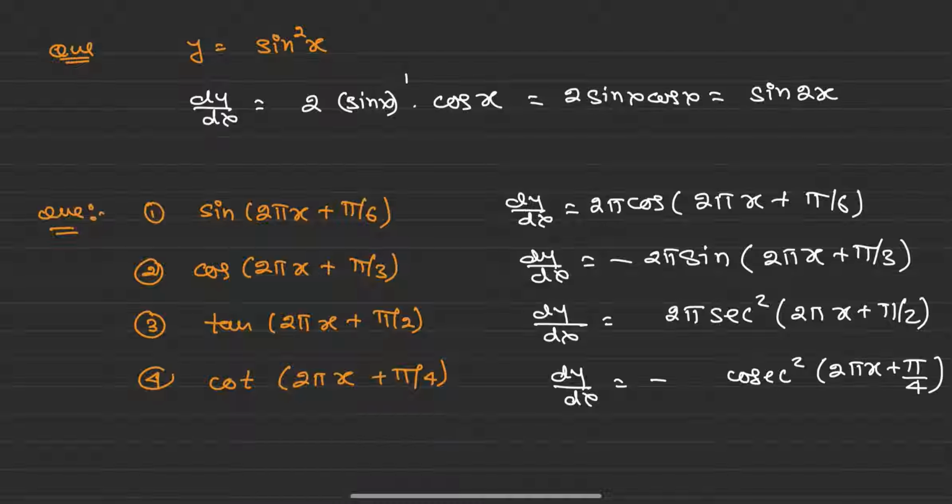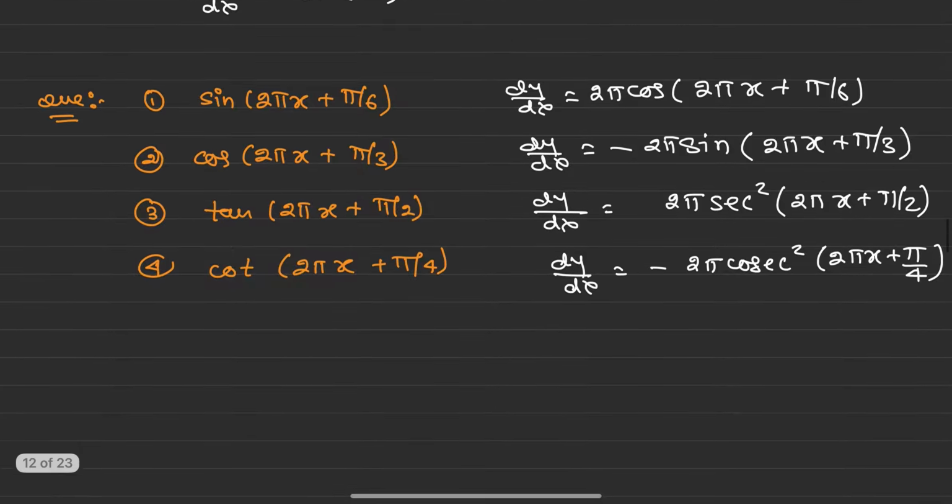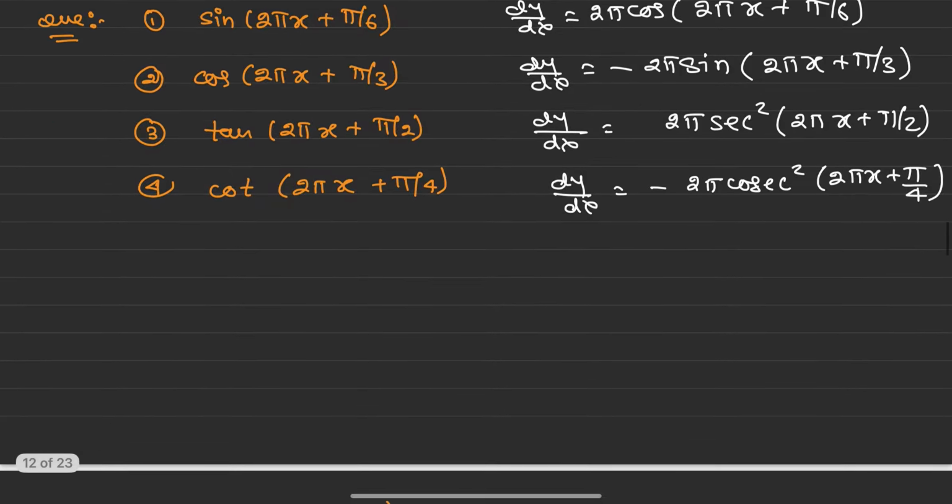Now if you differentiate this particular something part, the derivative of 2 pi x will become what? 2 pi. So what will come outside over here? 2 pi. The answer will become minus 2 pi cos of square 2 pi x plus pi by 4. So I hope you got this particular part, how we are dealing with this.